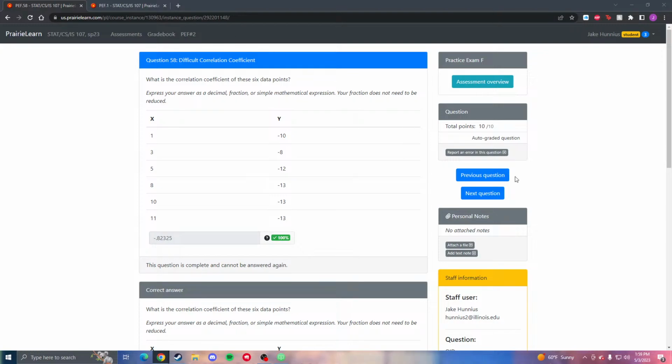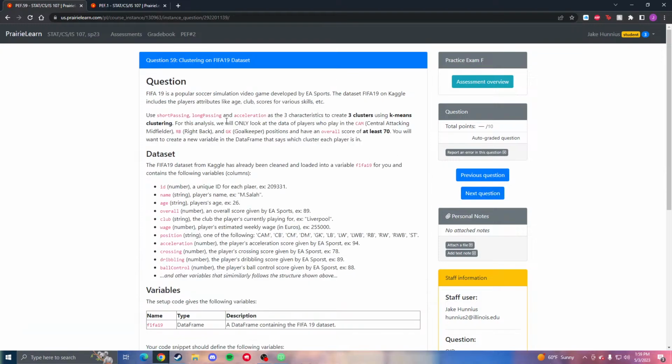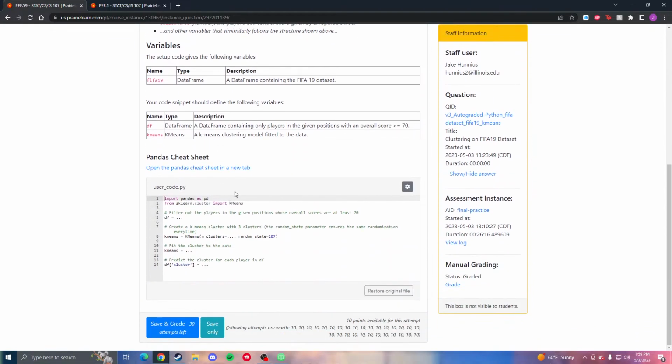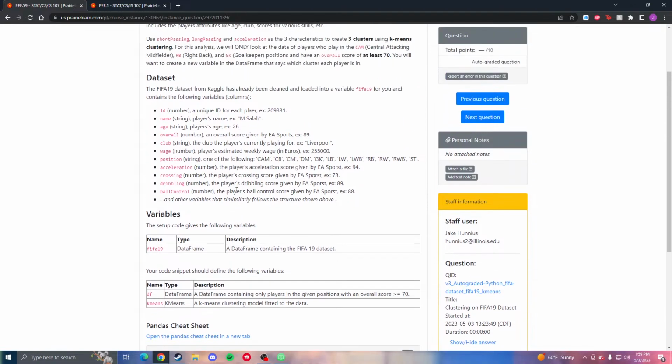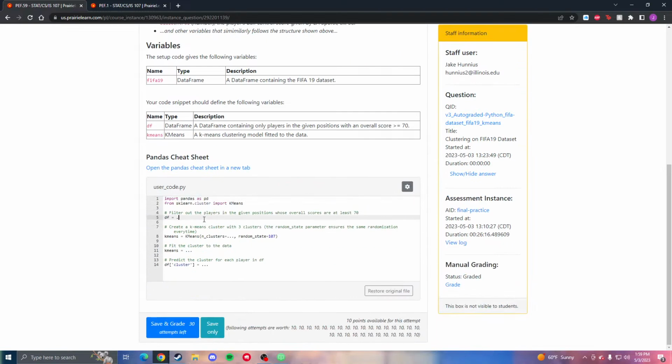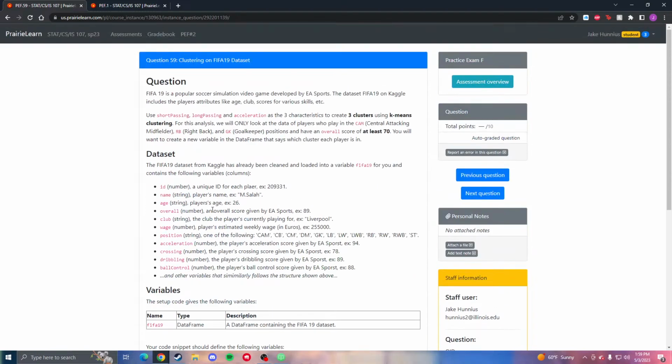All right, do we have any burning questions? Because if not, I'm going to move on to the clustering in the FIFA dataset. All right, so we have 3 positions we want: central attacking midfielder, a right back, and a goalkeeper.